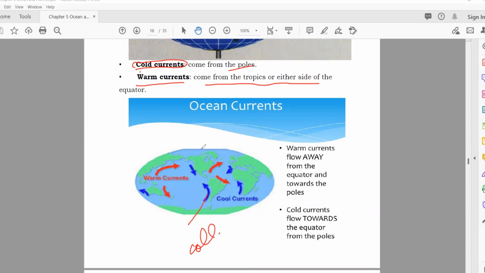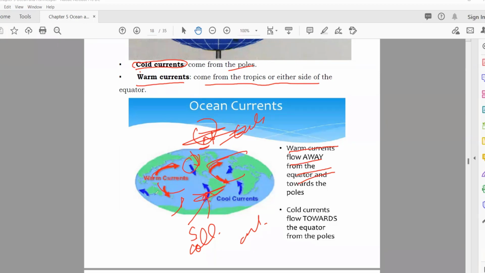Okay, you can see this is your North Pole, this is your South Pole. Now you can see the cold ones, are they coming from the top or from the bottom? The cold currents are coming from the top and bottom, because here you have the cold places. These red ones, are they coming from the sides or from the center? Because these areas are the hot places. Again, warm currents flow away from the equator.